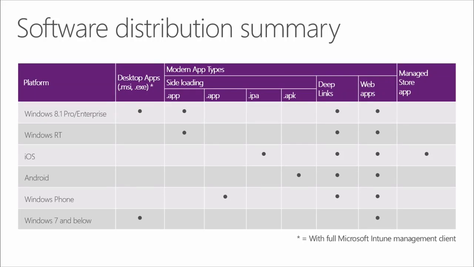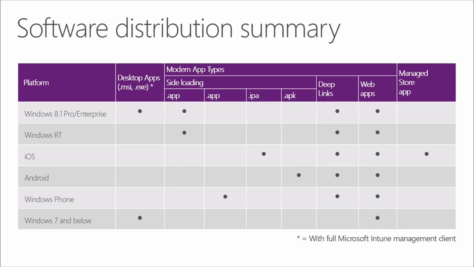In terms of being able to distribute applications to the device, well, we can do that in just a couple of ways. We can do the APK files for sideloading an Android application. So if we have a custom line of business application developed just for our Android devices, then we can deploy the APK. We can also deploy deep links and web apps.